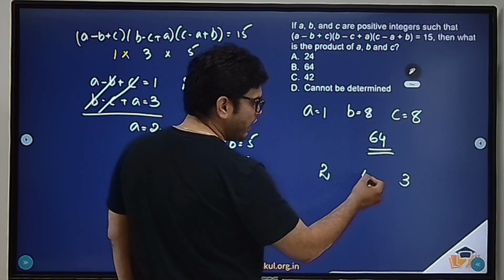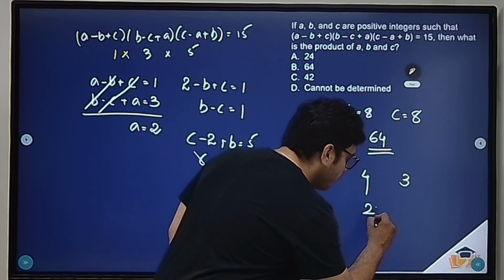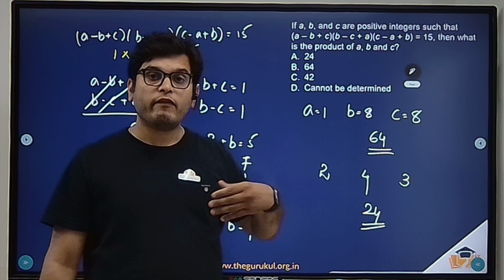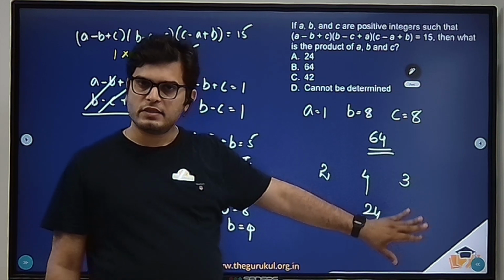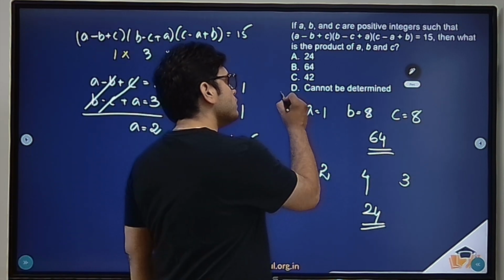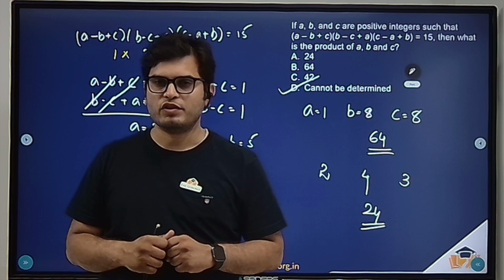Now, what is the product of a, b, c now? 2 into 4, 8. 8 into 3, 24. So, if you observe, there are two different values for the product of a, b and c. So, that could be either 64 or 24. So, the answer for this question should be cannot be determined. You have two answers for this question.